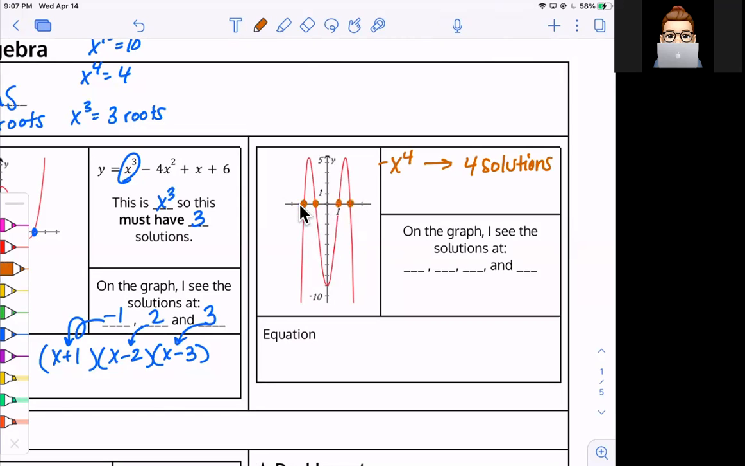So the first one, it looks like it's at -2. The next one's at -1. This one is at +1. And this is at +2, right? So I have my 4 solutions.